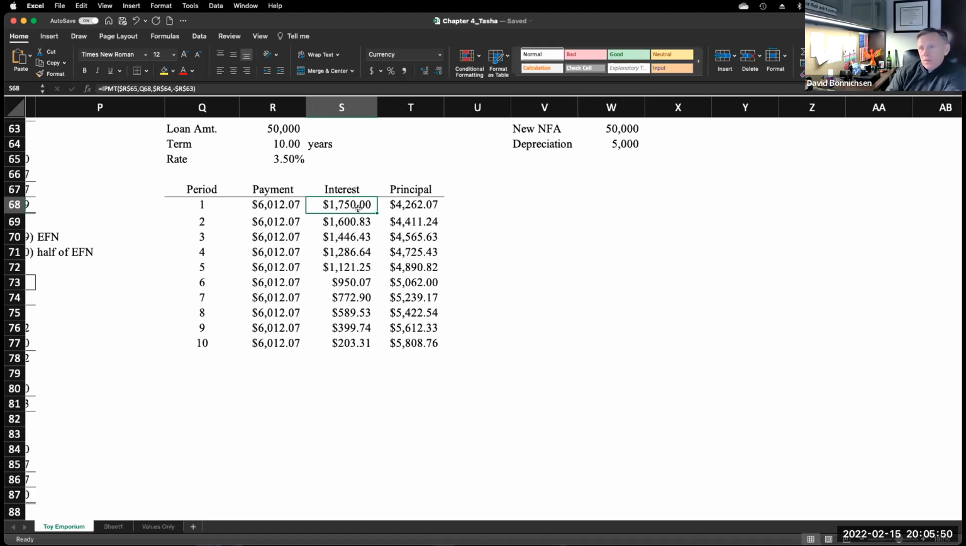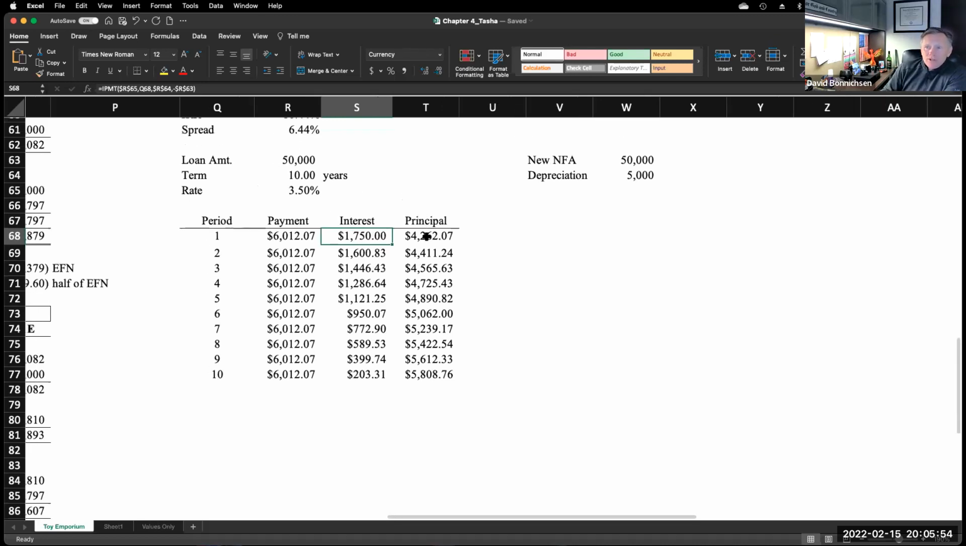Okay. And then I could also look at the principal if you wanted to, just to double check your math, which instead of IPMT, it's PPMT, principal payment. And if we add those two up, we can see down here that the sum is $6,012.07, which is exactly the payment that we calculated. So we now know that all of our math kind of works. But this is how we determine the interest that goes into our project valuation.